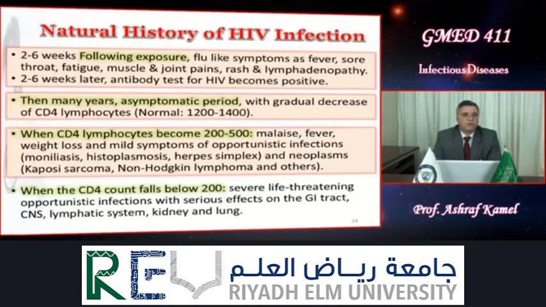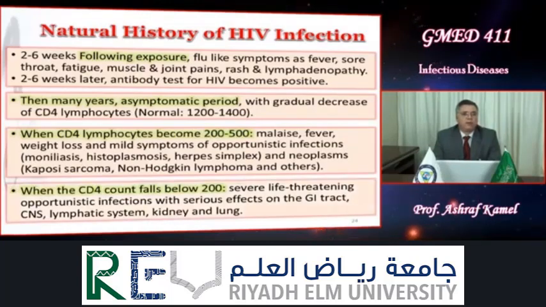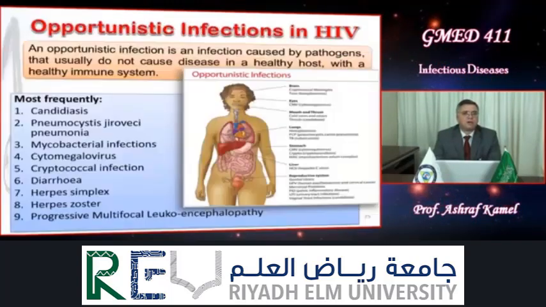When the CD4 lymphocytes are between 200 and 500, we get symptoms of malaise, fever, weight loss, and mild symptoms of opportunistic infections like moniliasis, histoplasmosis, herpes simplex, and neoplasms like Kaposi sarcoma, non-Hodgkin lymphoma, and others. But when the CD4 count falls below 200, we get severe, life-threatening opportunistic infections with serious effects on the GI tract, CNS, lymphatic system, kidney, and lung.